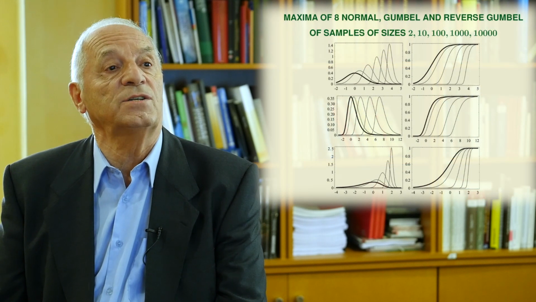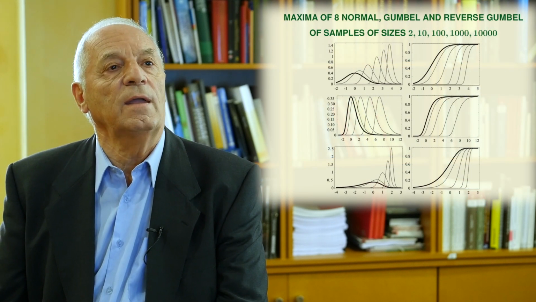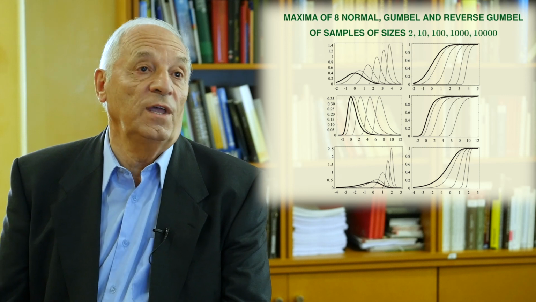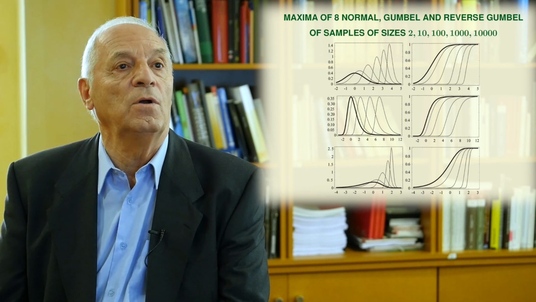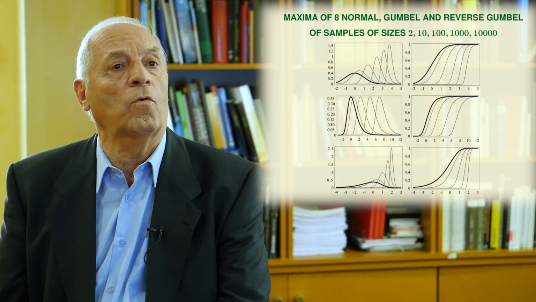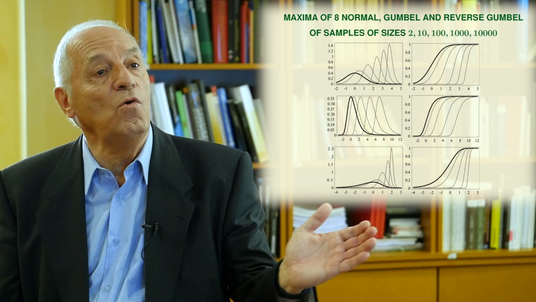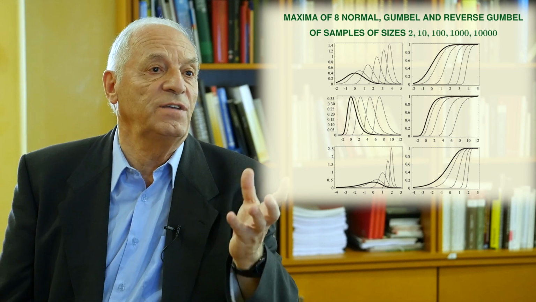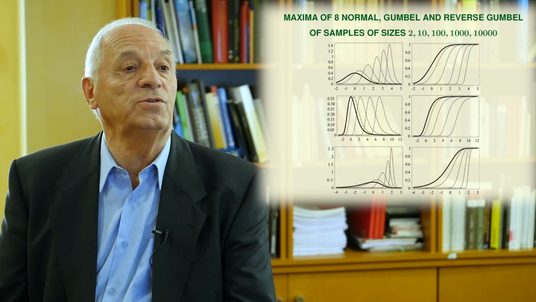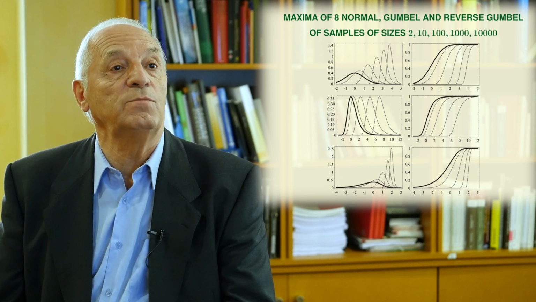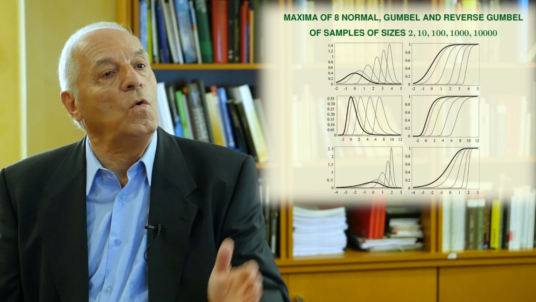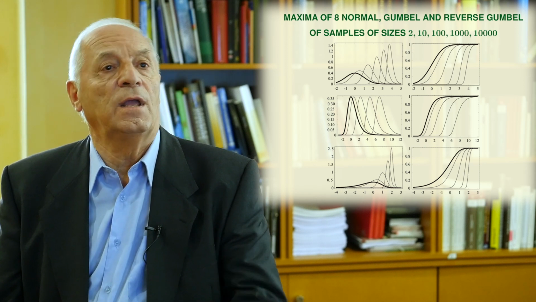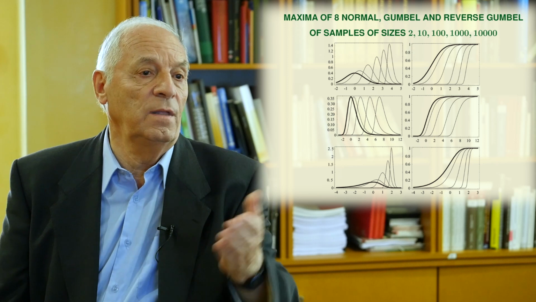Another interesting thing is, assume you have a normal density and you take a sample of size 2, and you obtain the maximum of these two values. Or you take a sample of size 10, and you take the maximum, or the maximum of 100, or 1,000, or 10,000. Then the density will move to the right in the way you can see. There is a displacement to the right, and there is also a change in the scale. However, if we have a Gumbel distribution as the parent, and we consider the maximum of 10, 100, 1,000, etc., we get the displacement to the right, but no change of scale. And if we use a reverse Gumbel, we obtain the other figure.